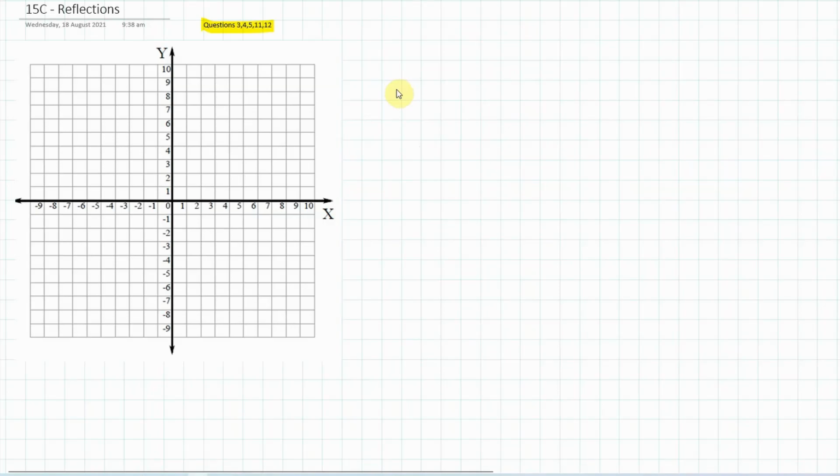Welcome Year 9 students. We're looking at exercise 15C. These are the questions that I've set you today. I will attempt to do all of them, see if I can make a reasonably short video on that.